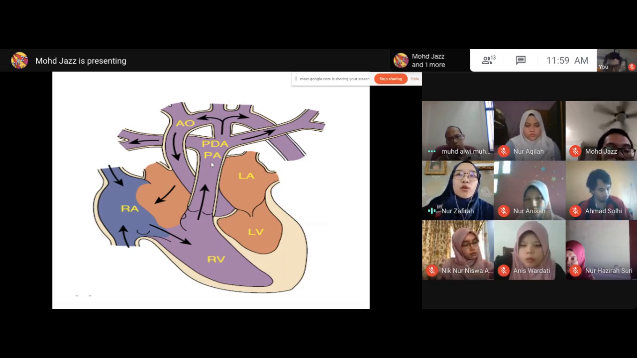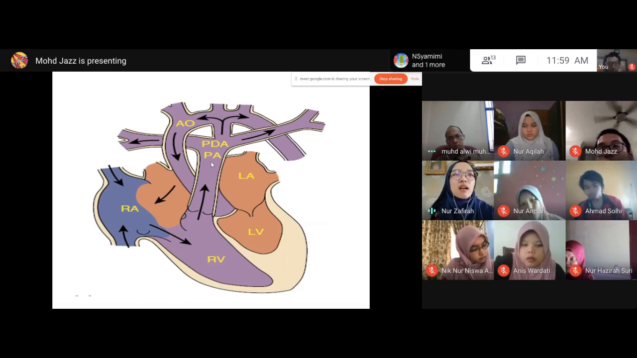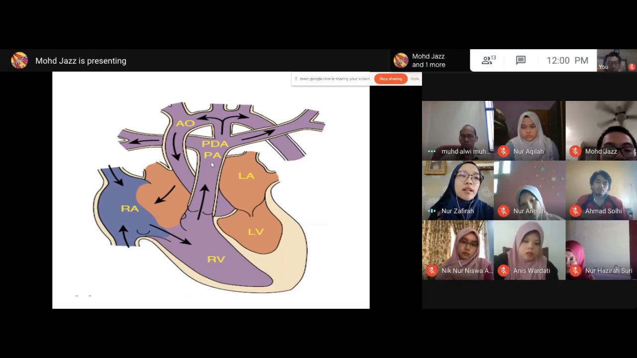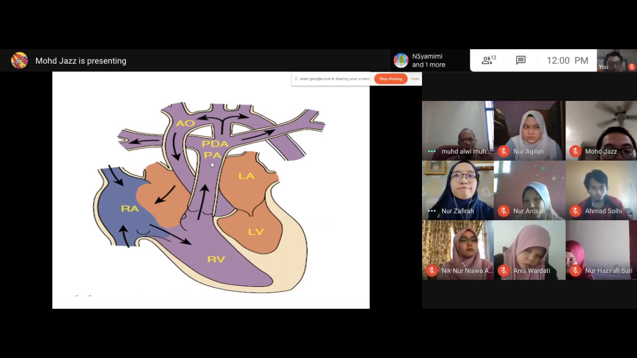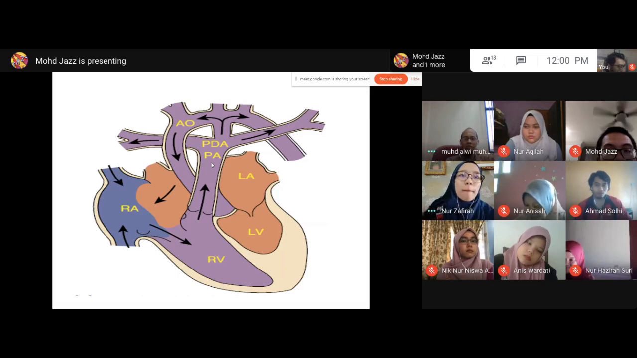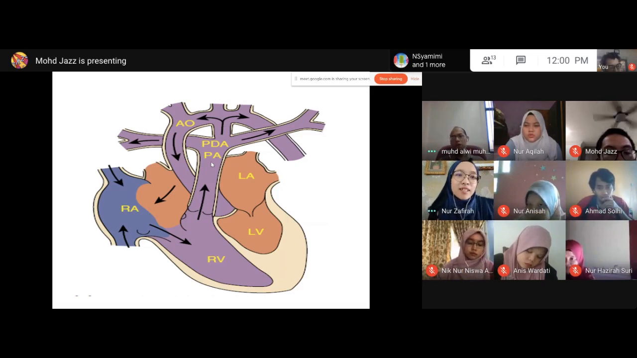I forgot to mention, we say a patient has cyanosis when there is more than 4 gram per deciliter of deoxygenated hemoglobin in the blood. More than 3 or 4 gram per deciliter of hemoglobin that is deoxygenated.